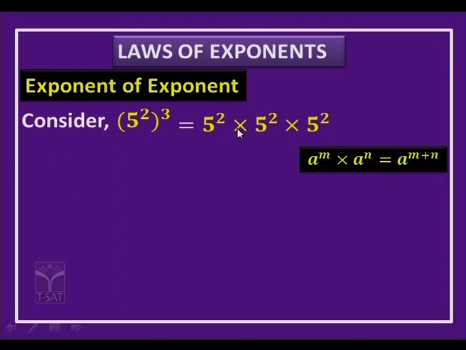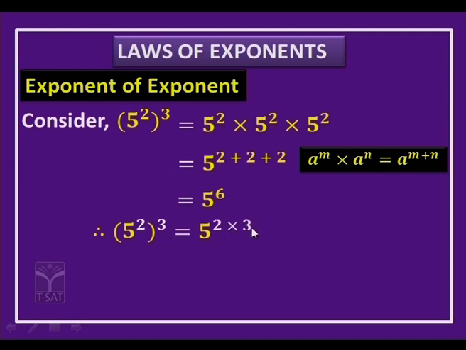So, here also we have product of 3 terms. Now, we will add all those exponents like 2 plus 2 plus 2. So, we get 5 to the power of 2 plus 2 plus 2. Now, what do you get, children? Yes, 5 to the power of 6. Hence, I can write 5 square whole cube is nothing but 5 to the power of 2 into 3, because 6 can also be written as 2 into 3. But why are we writing 2 into 3? Because in LHS also we have powers 2 and 3. So, that is why we are expressing in terms of these two only.